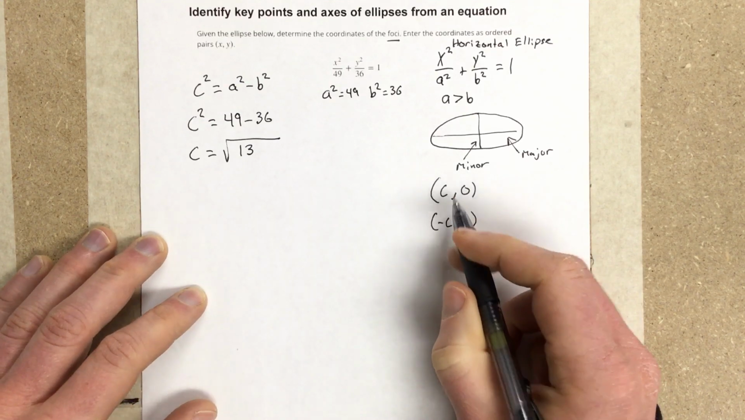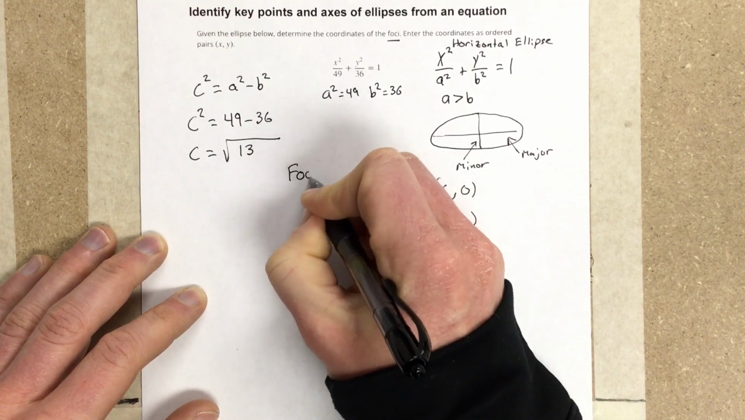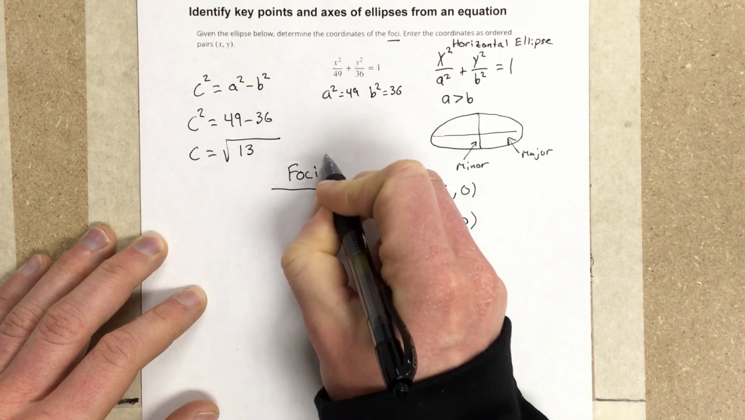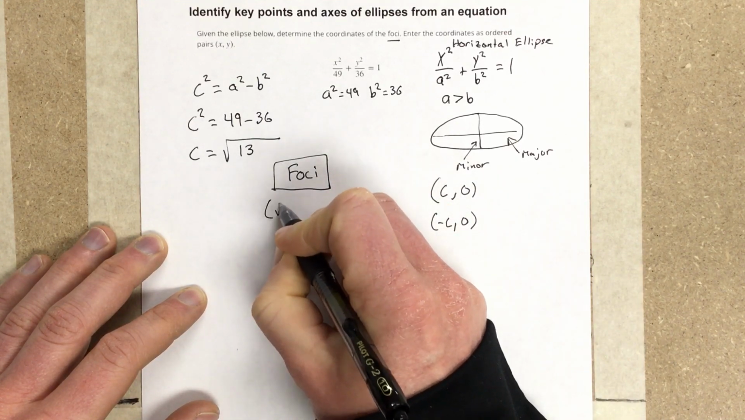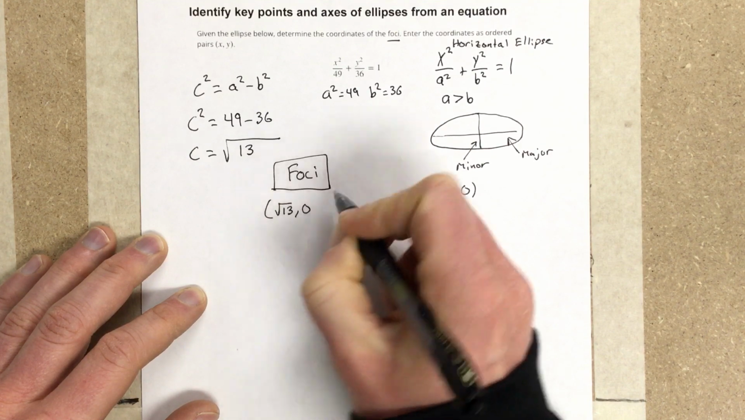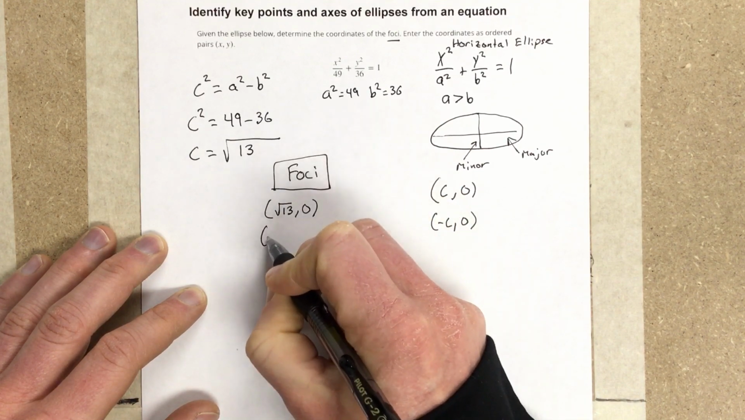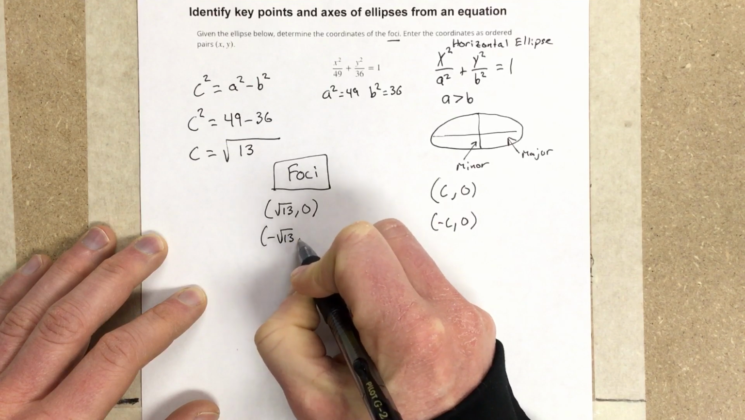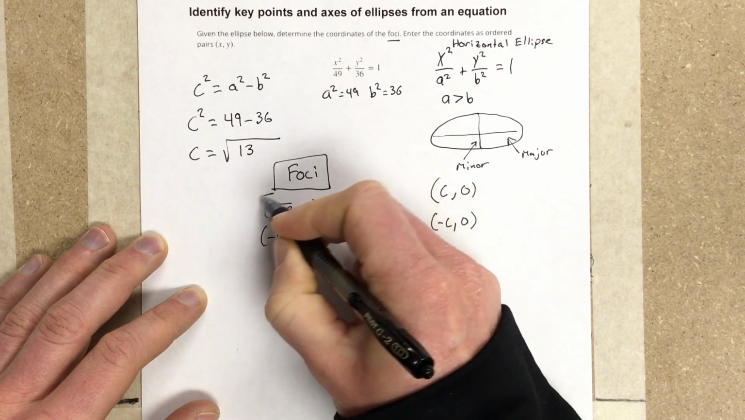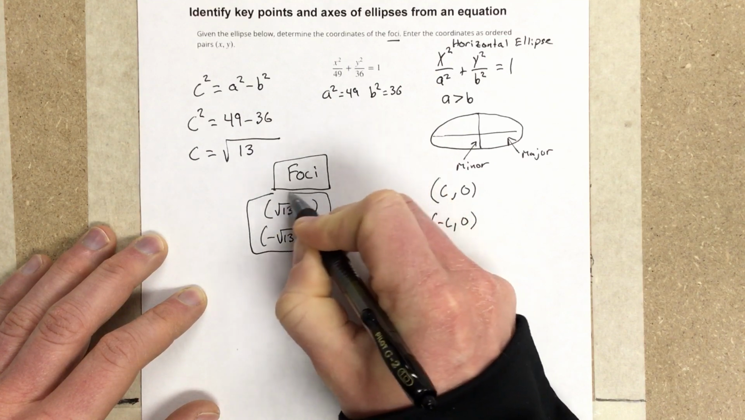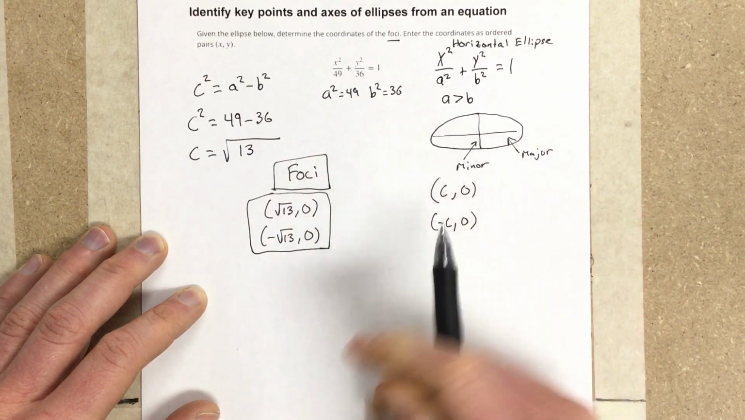That tells me that my foci are going to be root 13, comma 0, and negative root 13, comma 0. So these are the two foci for this horizontal ellipse.